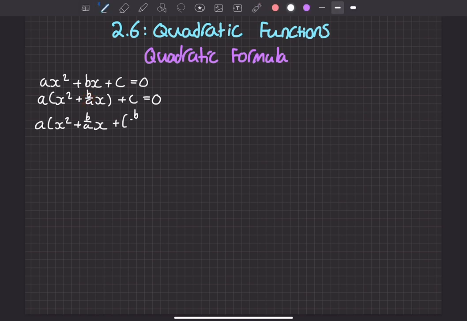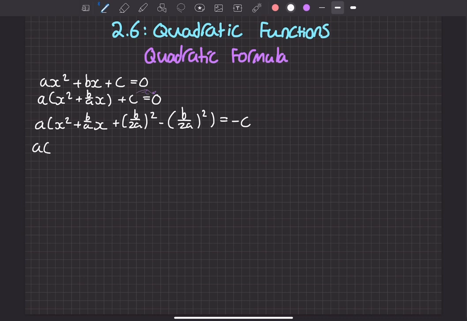So you add half of this squared and then you just subtract it straight away so that nothing is changed, right? And then we'll just bring this c to the other side. So we'll just minus c. Okay.